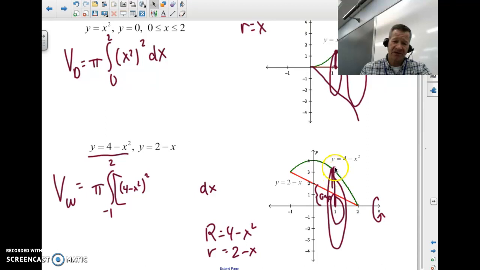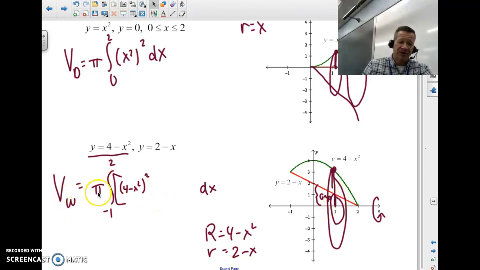So we were saying the large radius goes from the outer boundary of this washer to the axis of rotation. So 4 minus x squared is the big radius. The small radius goes from the red function, or the inner circle of the washer, down to the x-axis. So 2 minus x minus 0, there it is.